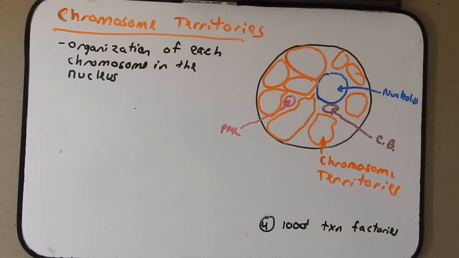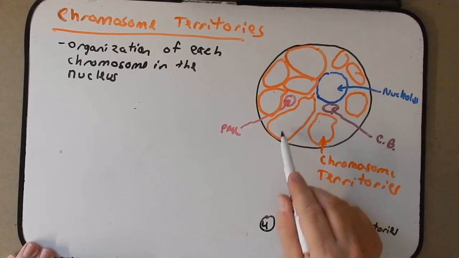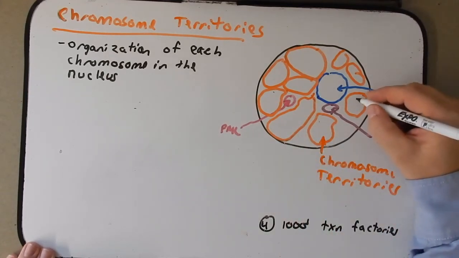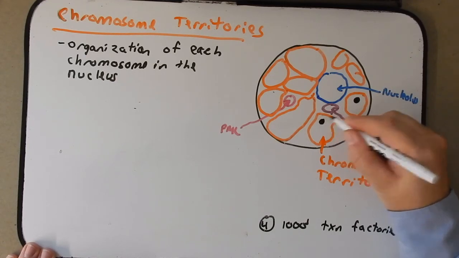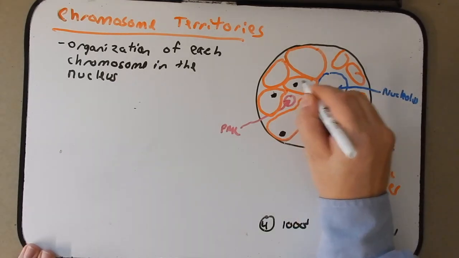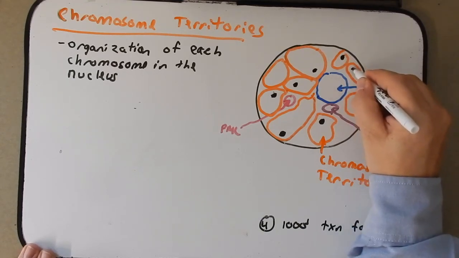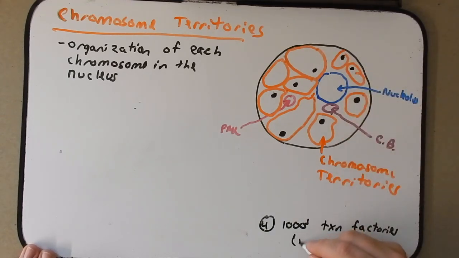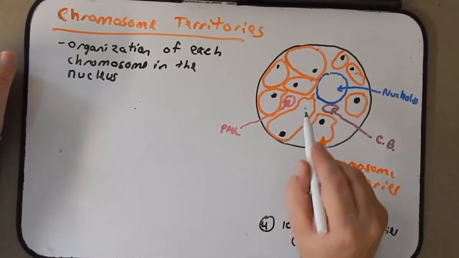I said I'd come back to these transcription factories, and I will do that now. Within these different chromosomal territories, there will be regions that are going to be highly transcriptionally active. There might be larger, smaller regions, but this is where you're going to see RNA polymerase IIs. And I write that down here. RNA polymerase II.